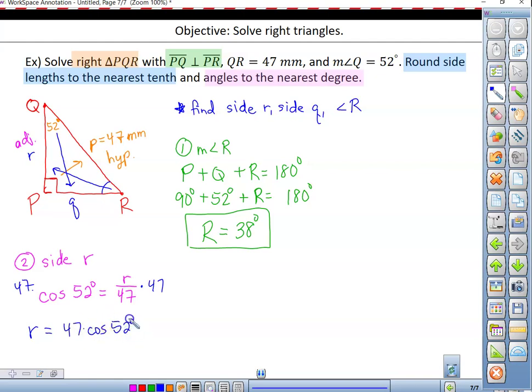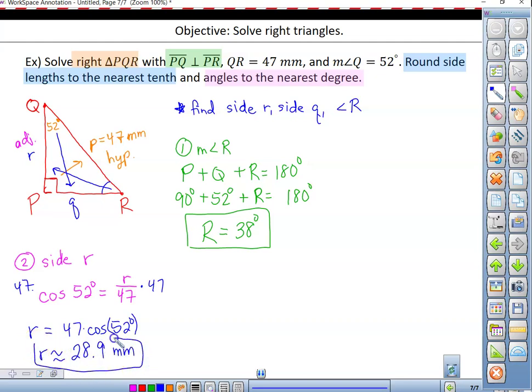So now to get a measurement to the nearest tenth, I'm going to use my calculator. This calculation is pretty straightforward. 47 times cosine 52 degrees. 52 degrees should be in parentheses. If you are having issues, you do have to make sure that your calculator is in degree mode. Like I said, there are other types of angle measurements that we can use our calculators to calculate with. So we need to make sure that the calculator interprets our angles as a degree measure to get the right answers. So check your mode if you're not able to get the correct answer, which is 28.9 millimeters to the nearest tenth.